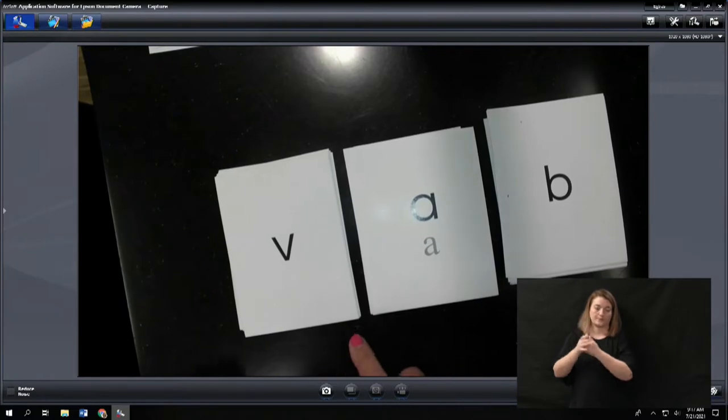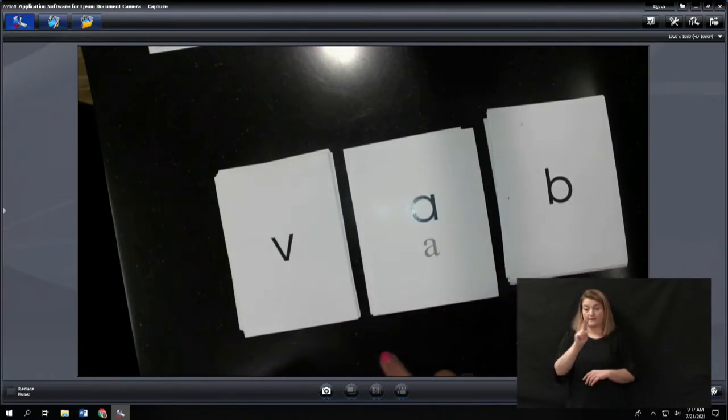Okay, I'm going to bring this up so you can see the whole blending drill. We're going to start out with sound by sound to get warmed up, and then we're going to go into whole word read because that's the desired situation. All right, is everybody ready? Let's do sound by sound.